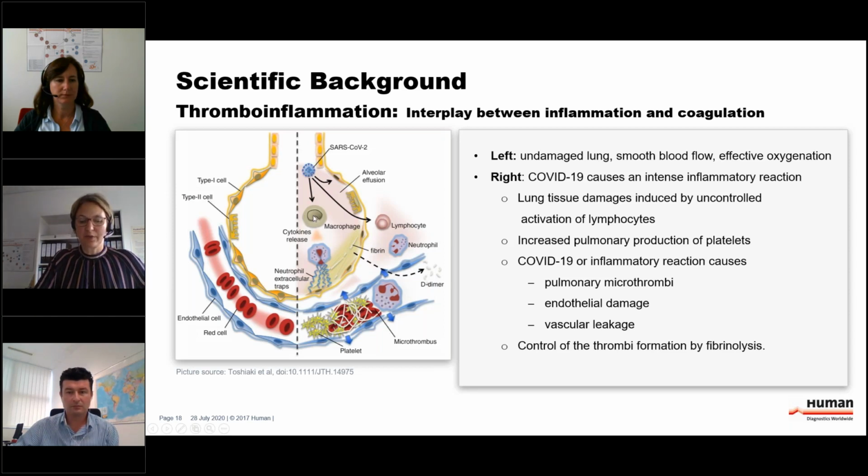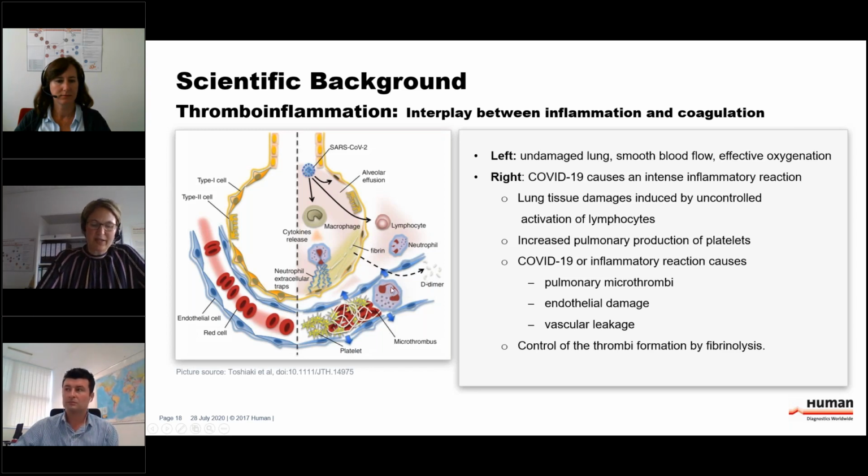The lung tissue damage is induced by uncontrolled activation of the lymphocytes. What is also involved in the host defense process is an increased pulmonary activation of platelets. And in the lung, the virulence of COVID-19 causes microthrombi, as you can see here, endothelial damage, and vascular leakage.